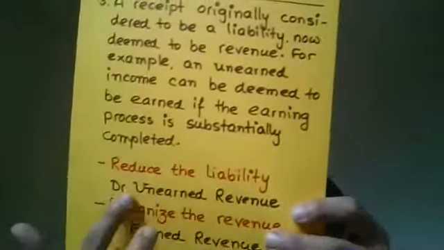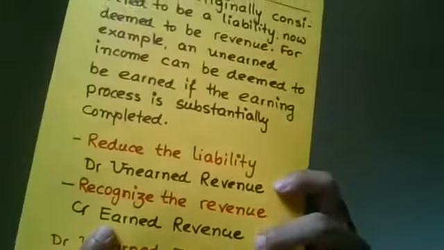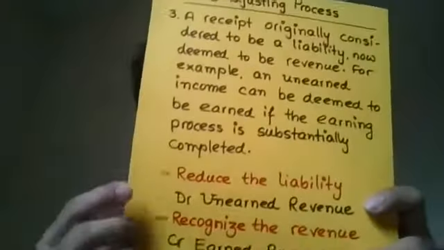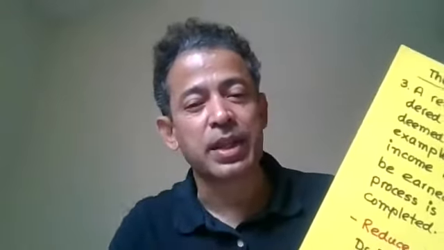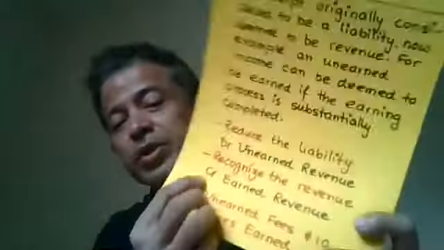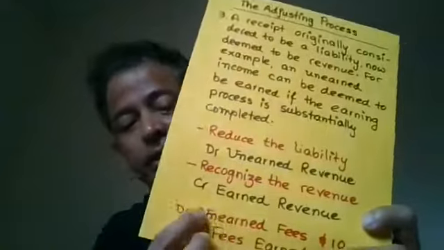So debit unearned fees, for example, or unearned revenue, and then recognize the revenue. Credit the revenue, credit the relevant revenue. So if it's plumbing revenue, if it's professional services fees, if it's legal services fees, or any fees income, then you credit earned revenue. So see, debit unearned revenue, credit earned revenue. Unearned revenue was a liability. Now we are debiting it, so we are reducing that liability because it's not a liability anymore. And then crediting the corresponding income, credit earned revenue.